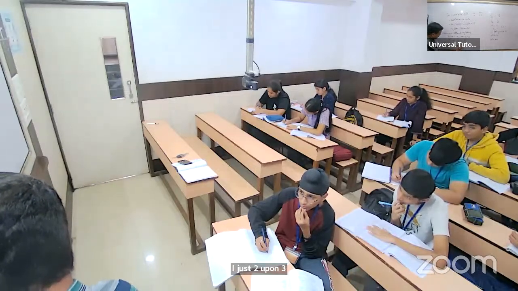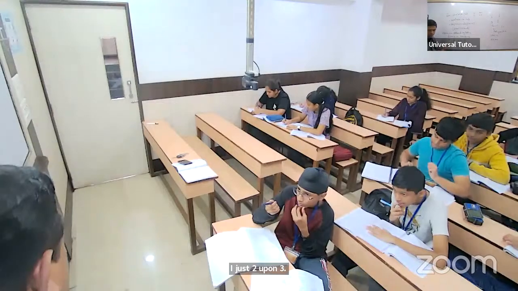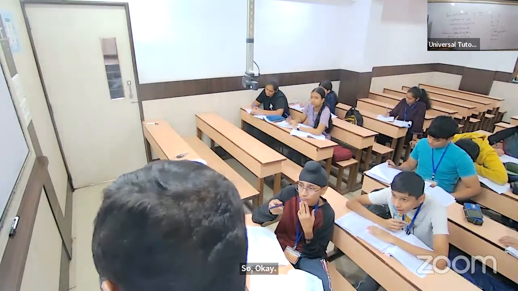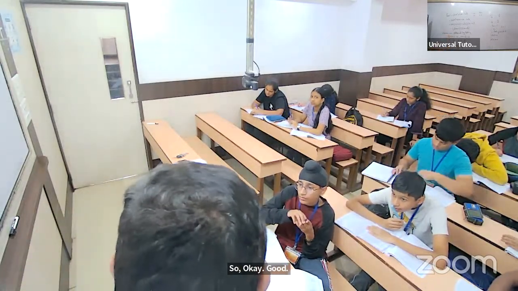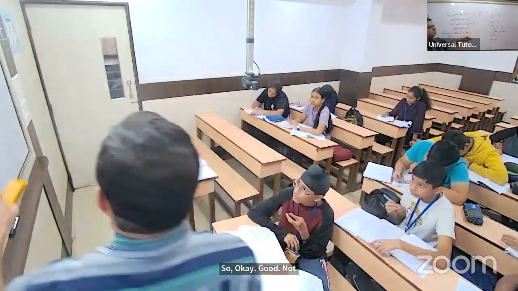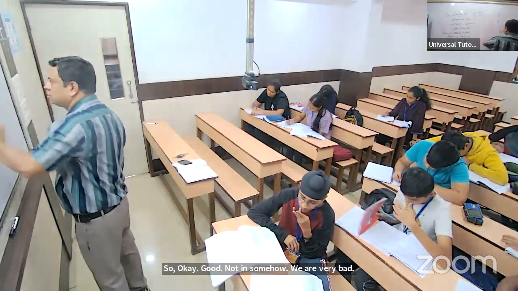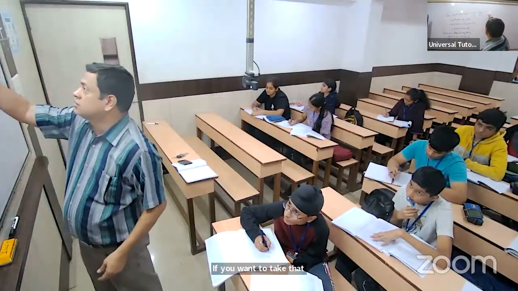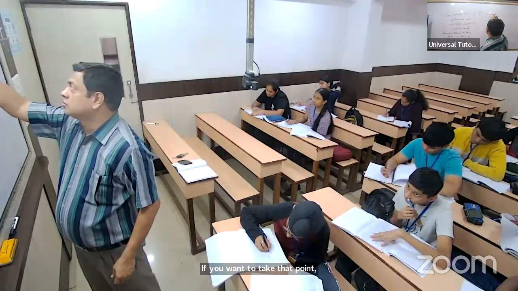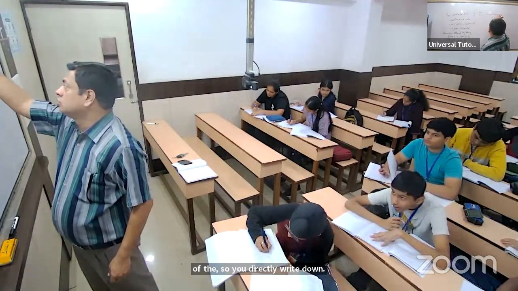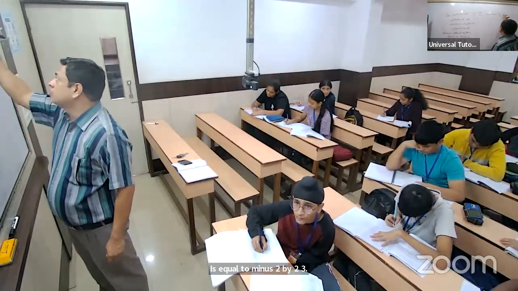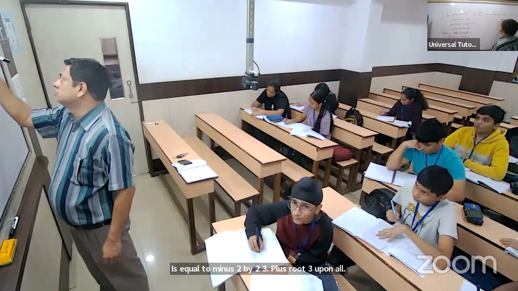Alpha and beta are not required, since we are verifying only the sum and product. If you want, you can take one of them alpha, one of them beta. So directly write: sum of zeros is equal to minus 2 by root 3 plus root 3 upon 4. Take the LCM.